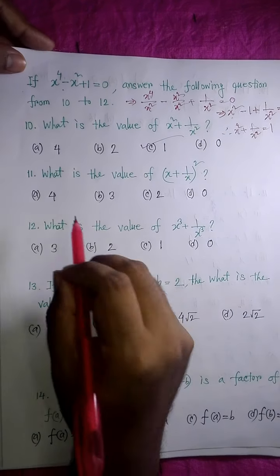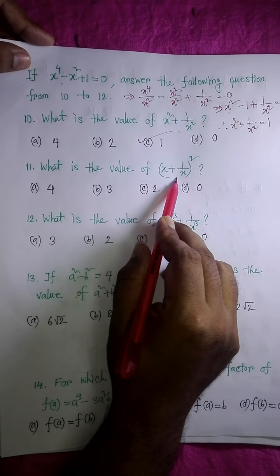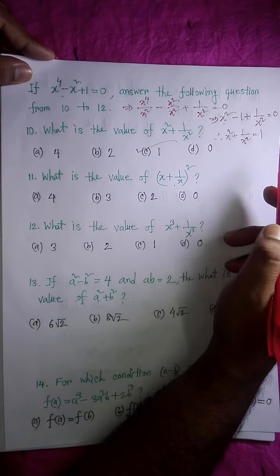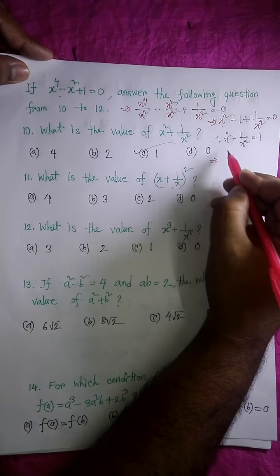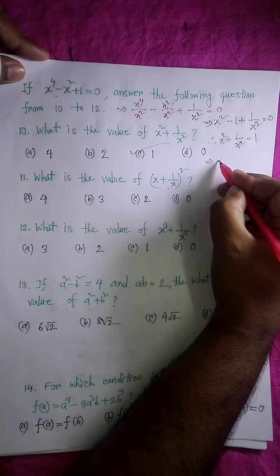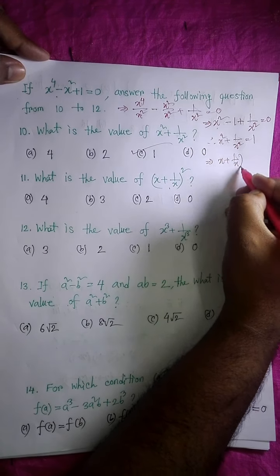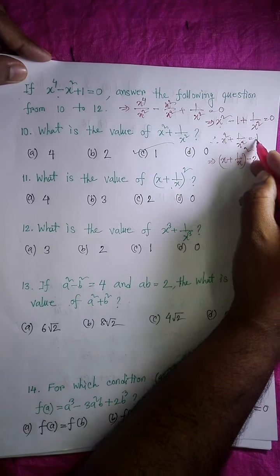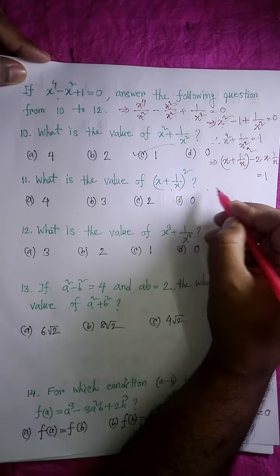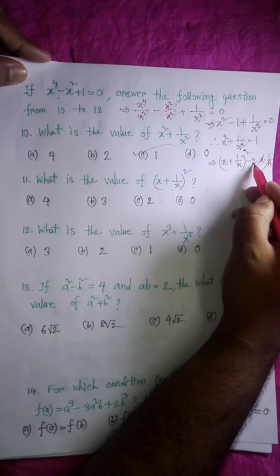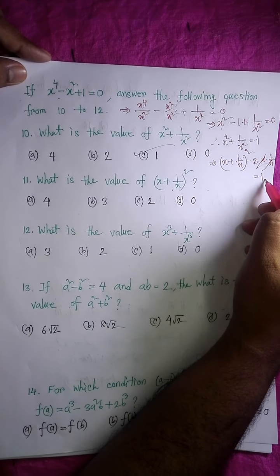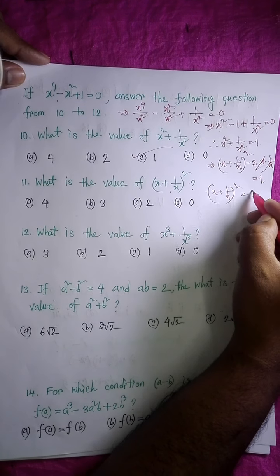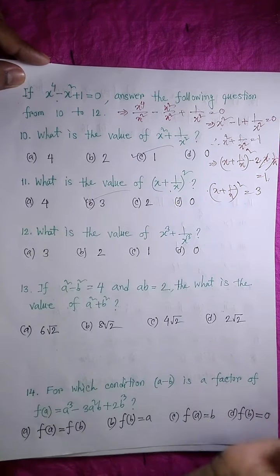Question number 11, what is the value of this? Here we get x square plus 1 by x square equal to 1. From here we can write a square plus b square, a plus b whole square minus 2ab equal to 1. So this one becomes minus 2, minus 2 becomes plus 2. So our answer is 3. So answer is 3.